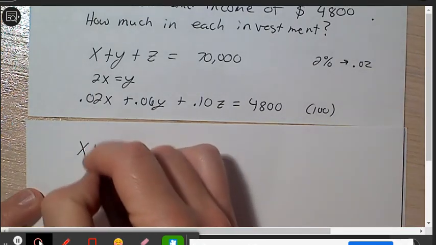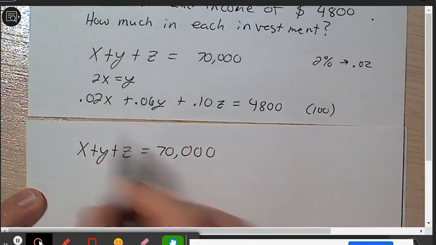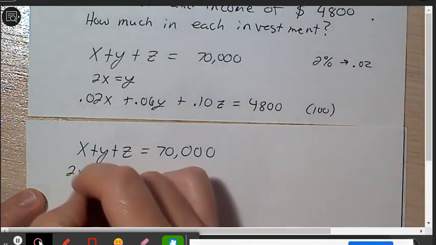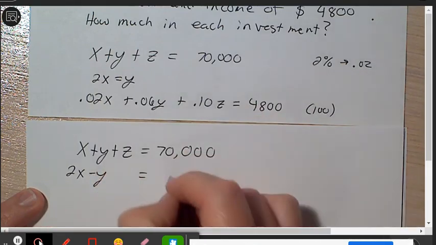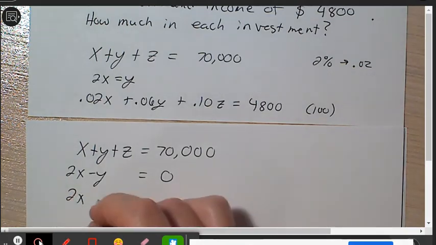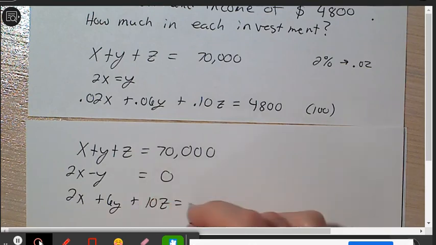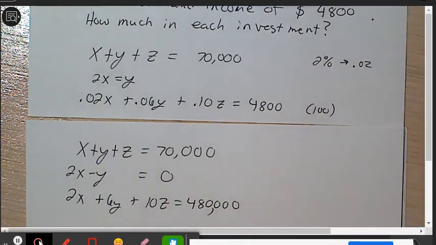So we're going to have x plus y plus z equals 70,000. Again, we're going to move this one around so that we've got 2x. We'll bring the y over so it equals 0. So we'll do 2x minus y equal to 0. And multiplying everything by 100 here, we'll get 2x plus 6y plus 10z equals 4800. And add 2 more zeros, it'll be 480,000.